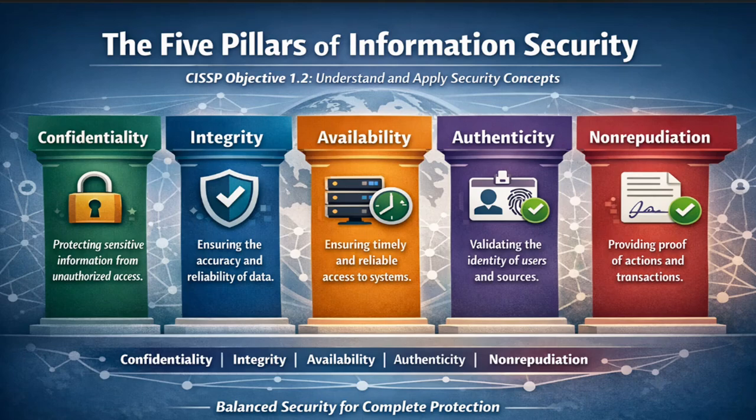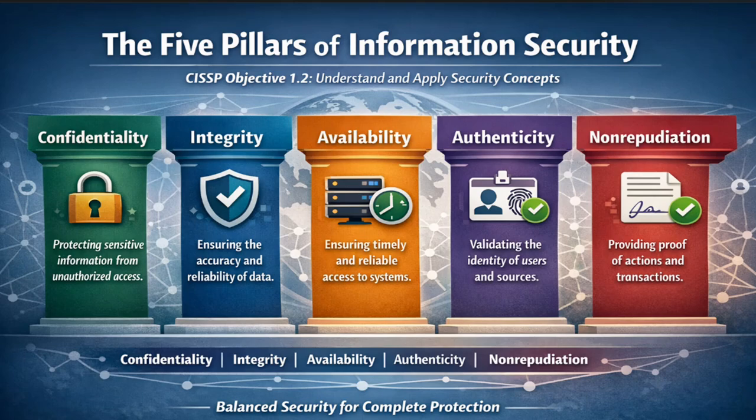Availability. Availability means ensuring that systems, services, and data are accessible when needed by authorized users. The goal is to support reliable and timely access to information and technology resources. Availability is critical for business operations, especially for systems like healthcare platforms, banking services, manufacturing systems, and emergency response environments.